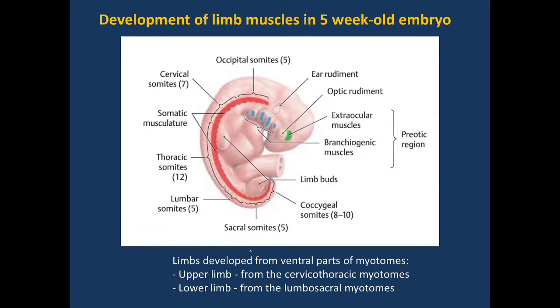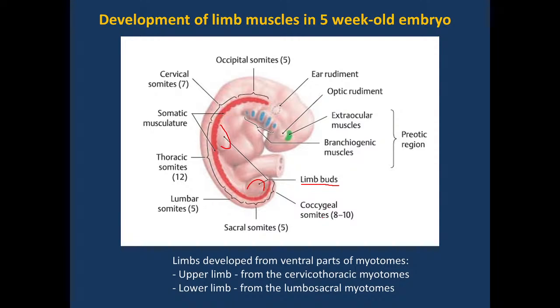A couple of words we have to say about development of the upper and lower limb. As you see here, both limbs develop from the ventral part of myotomes. This is a small part of the body, and we call it limb buds.